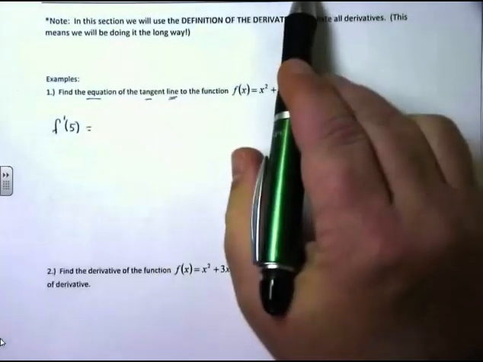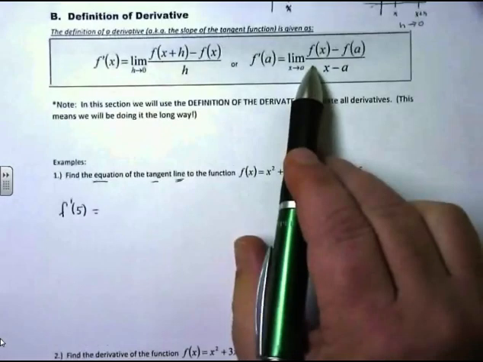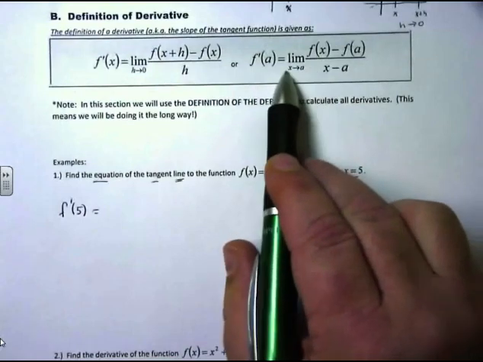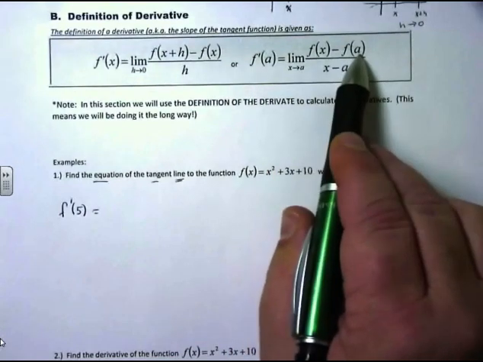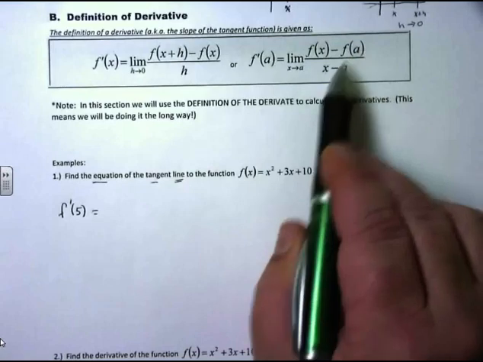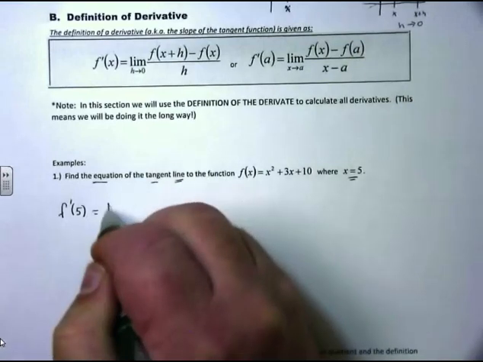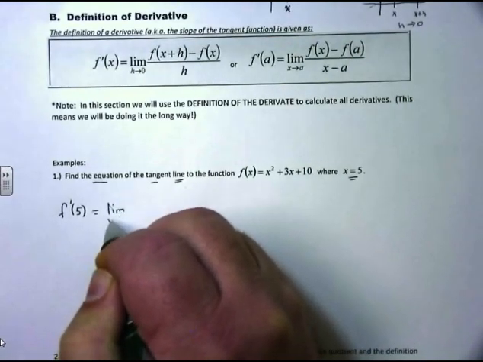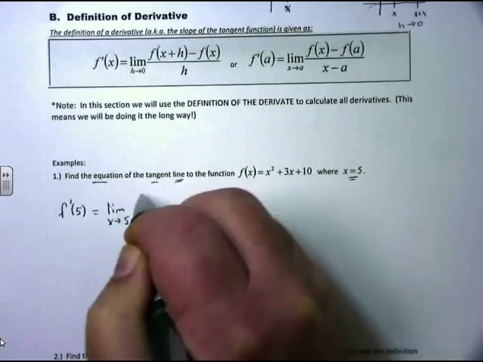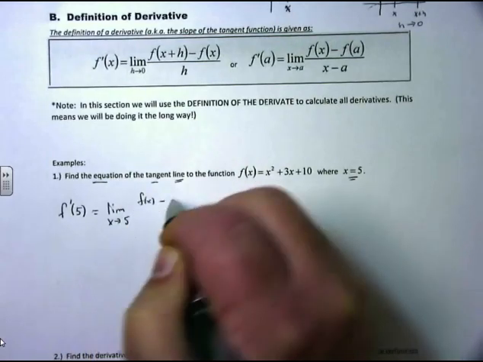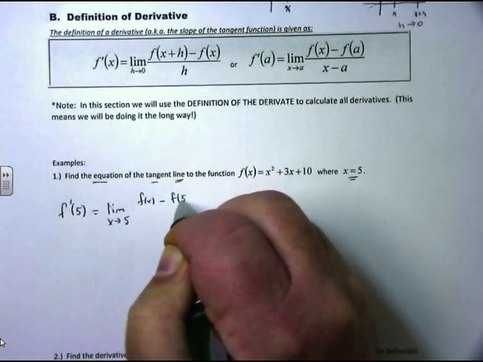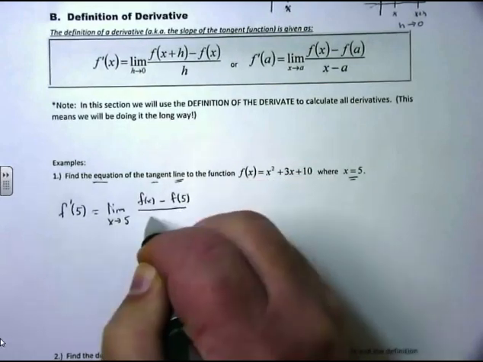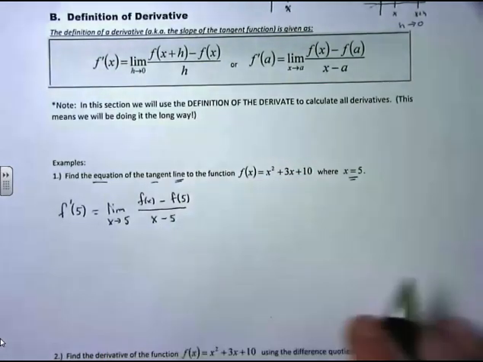So I'm going to use this formula right up here. f prime of a is equal to the limit as x approaches a of f of x minus f of a over x minus a, where my a is going to be 5. So when I plug that in, this will be the limit as x approaches 5 of f of x minus f of a, but a is 5 in my problem, divided by x minus 5.